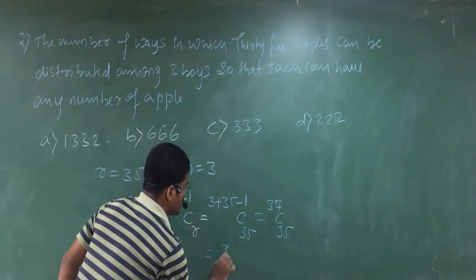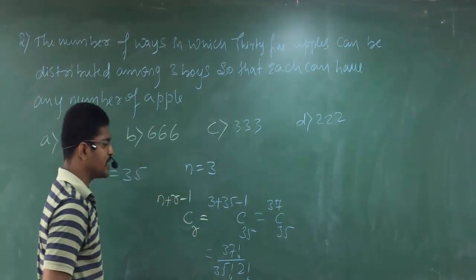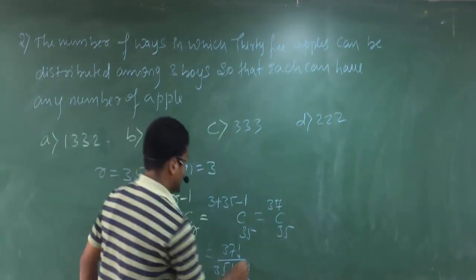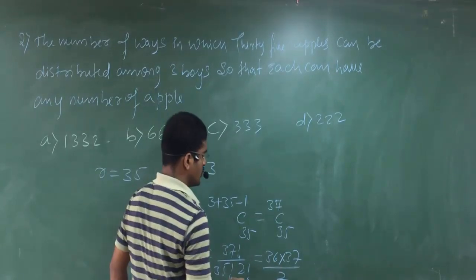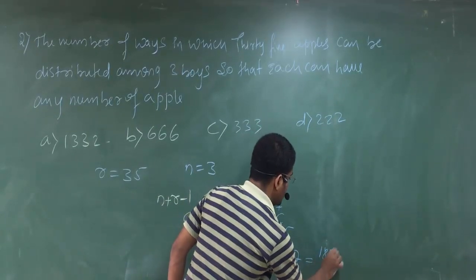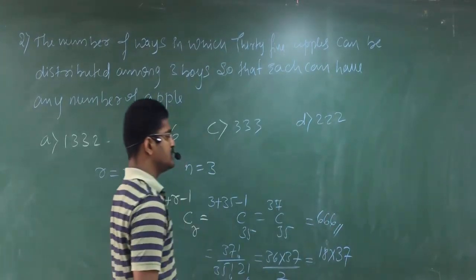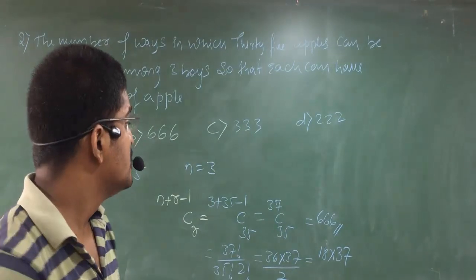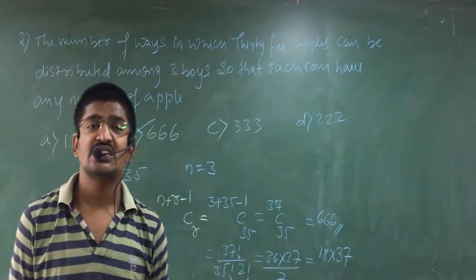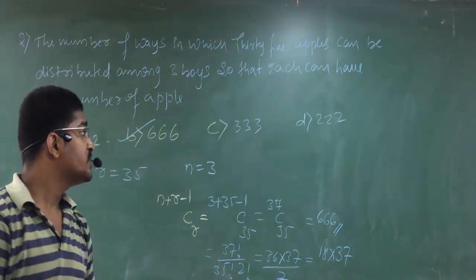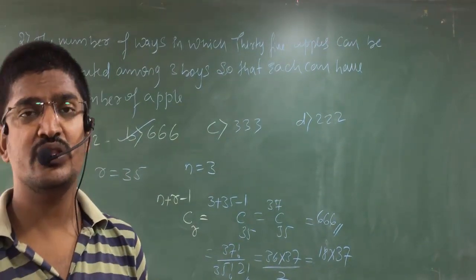So that is nothing but 37 factorial over 35 factorial into 2 factorial. 35 factorial and 35 factorial cancel, leaving 36 into 37 divided by 2, so it will be equal to 18 into 37. 18 into 37 is nothing but 666. I think now the concept is so much more clear. I have understood the point.